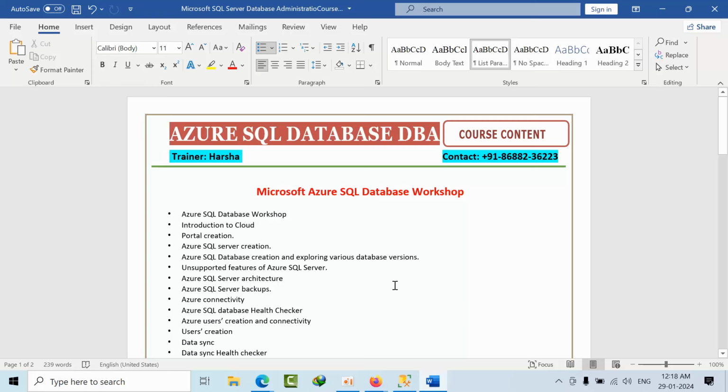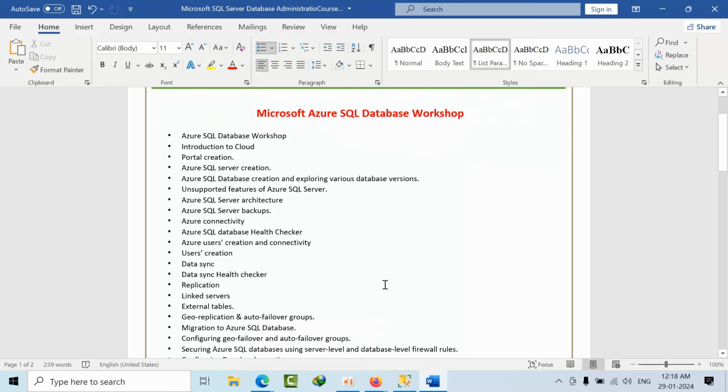We have so many SQL Servers. In that, I am going to conduct a workshop on Azure SQL Database, and these are the topics that we are going to discuss: portal, server creation, exploring databases, firewalls, unsupported features, disk, architecture and protocols, server backups, SQL Server backups, Azure connectivity. I mean, all are Azure related.